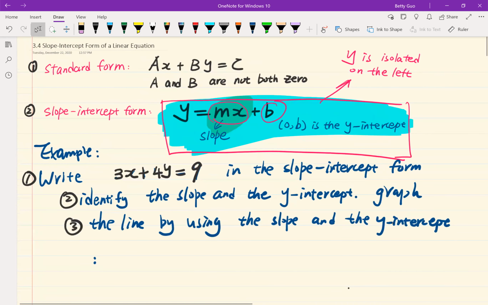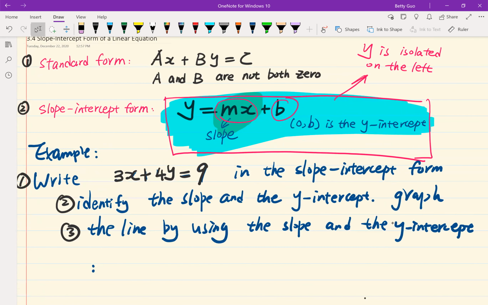Okay, let's look at the form, which I highlighted in blue here. y equals m times x plus b. This formula is the slope-intercept form of a linear equation in two variables. So this formula gives us the slope-intercept form of a straight line in a rectangular coordinate system.